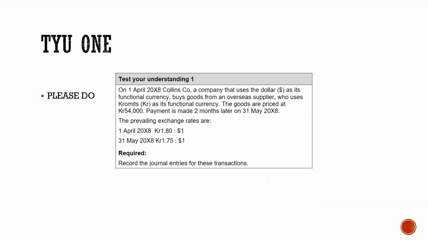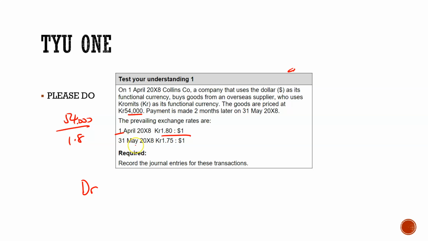And what we have here, it says on the 1st of April, Collins, a company that uses the dollar as its functional currency, so I will assume they're in the US, buys goods from an overseas supplier who uses kromets as its functional currency. The goods are priced at 54,000 kromets. Let's look at what that means. You bought some goods, and because you're a dollar company, you bought them in kromets, so you would go 54,000 divided by 1.8, on the 1st of April.